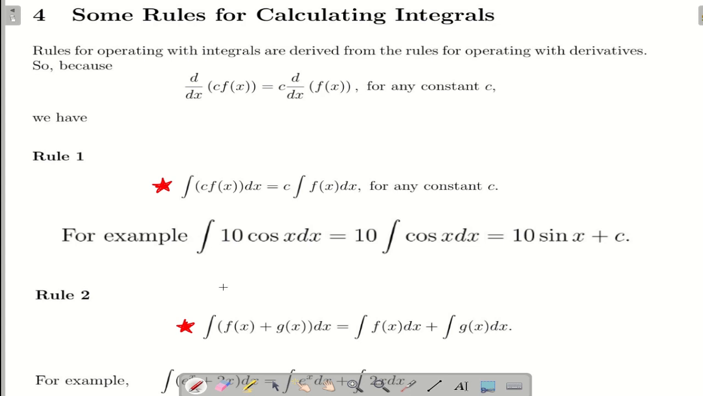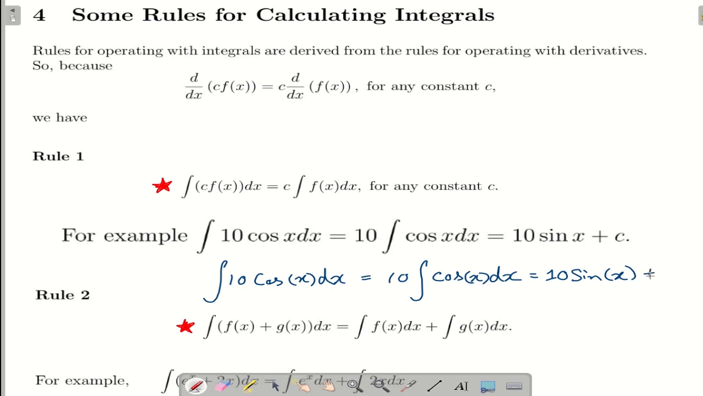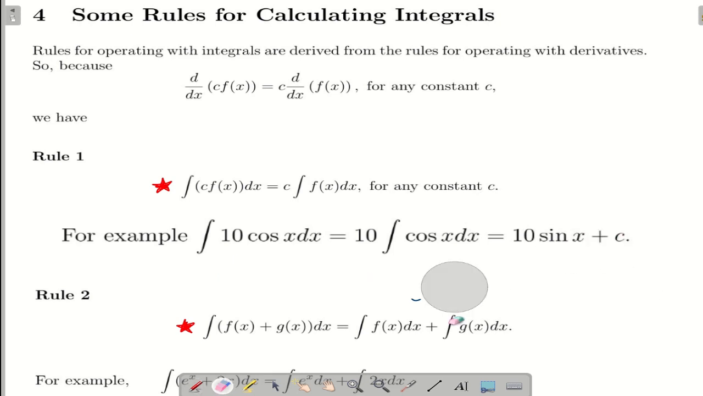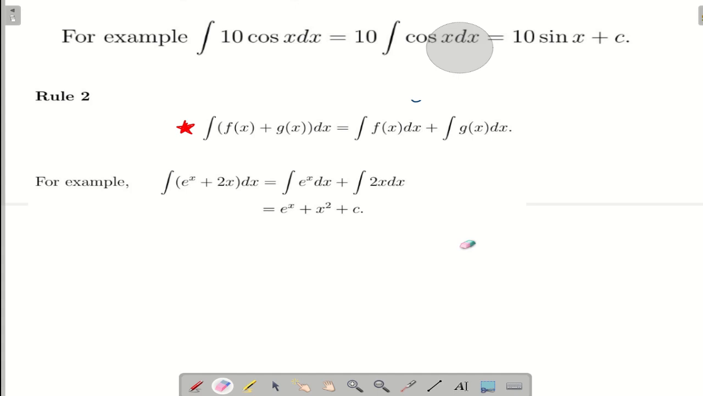Now take the examples. If we want to integrate 10 cosine x dx, we have 10 outside, and then we integrate the cosine x dx. What is the integration of cosine x dx? It is sine x. And don't forget the plus c constant. After finishing the first rule, we go to the second rule.